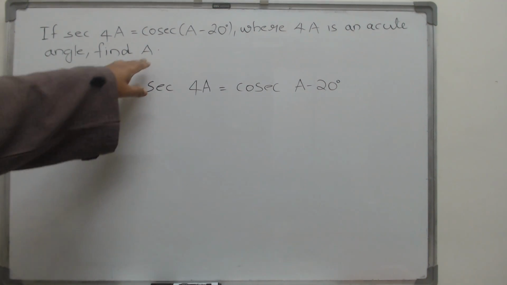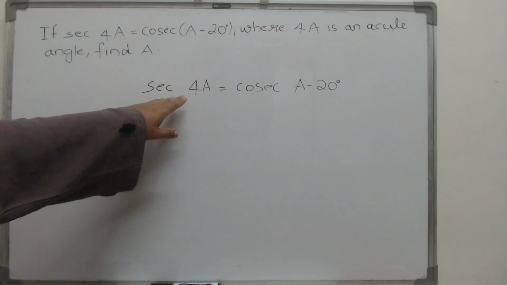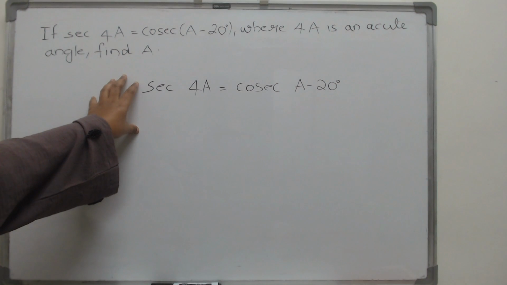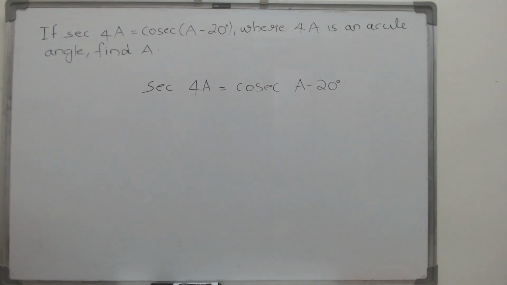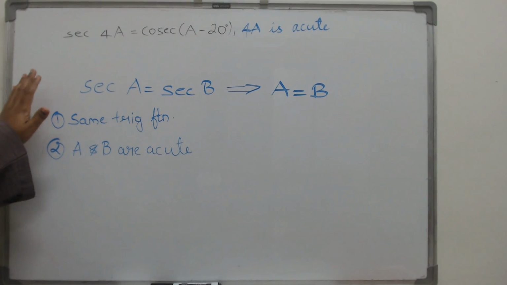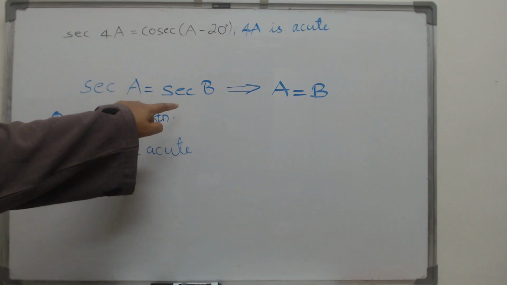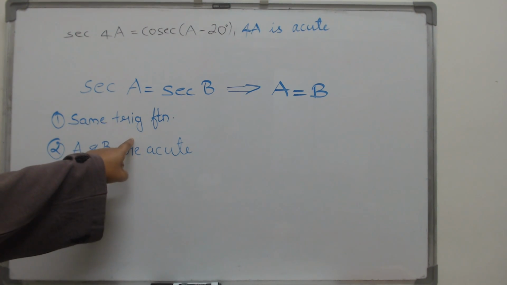Here we have to find the value of angle A using this given information, but then we cannot proceed any further in this form. Why is that? What sort of an equation are we looking for? What we need is an equation which looks like this. On both sides of the equation, the LHS and the RHS, we need the same trigonometric function.